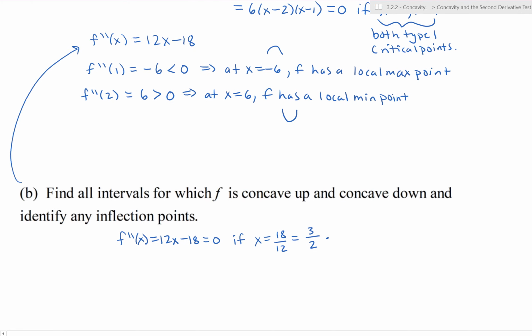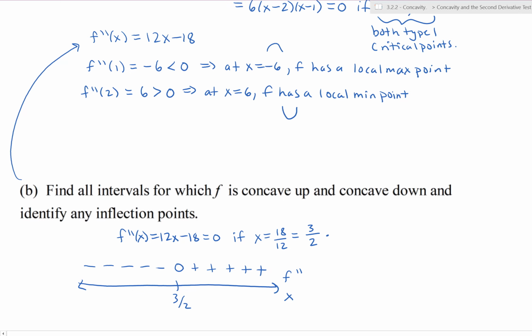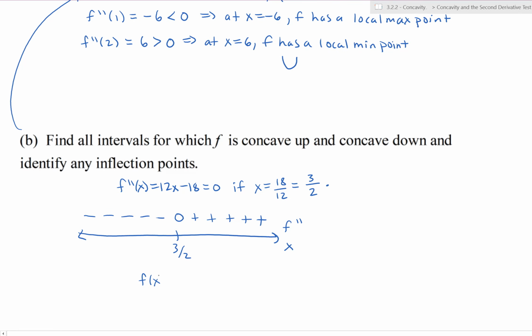And thus, this is the location for which the second derivative may change signs. So let's go do the sign analysis down here. Here's our f double prime. Here's our x. Here's the location of 3/2 for x. We know our second derivative is 0 there. Plug in a giant negative number, we're going to get a negative number. Plug in a giant positive number, positive number. And therefore, we can conclude a couple of things about f of x.